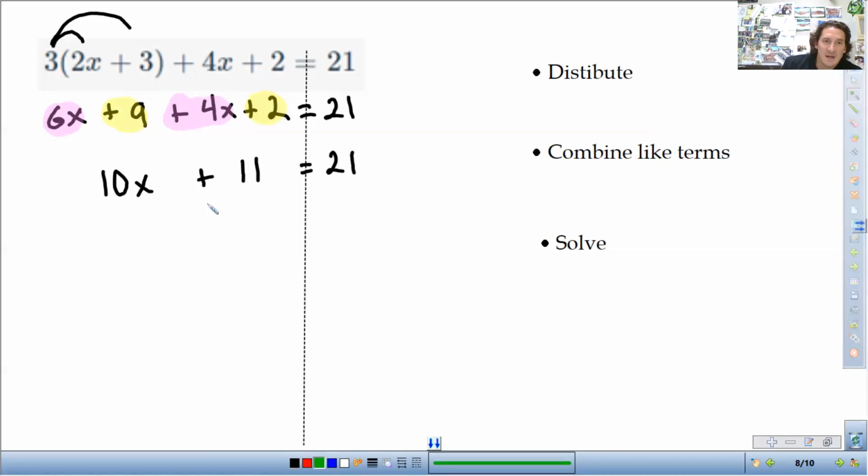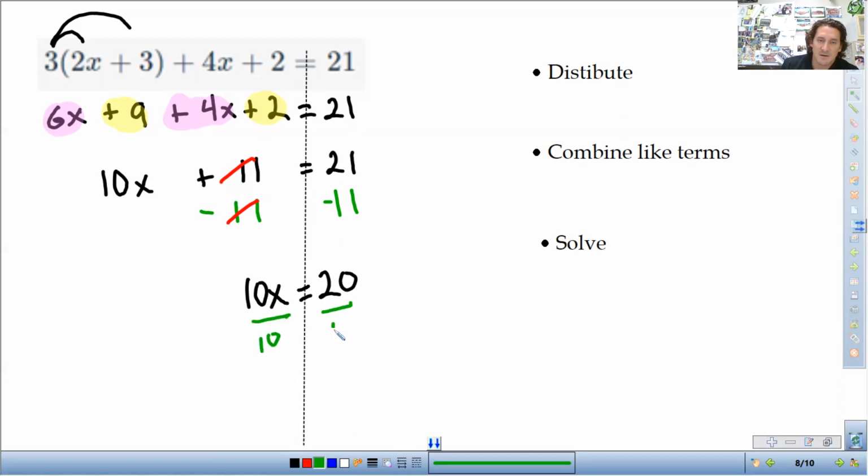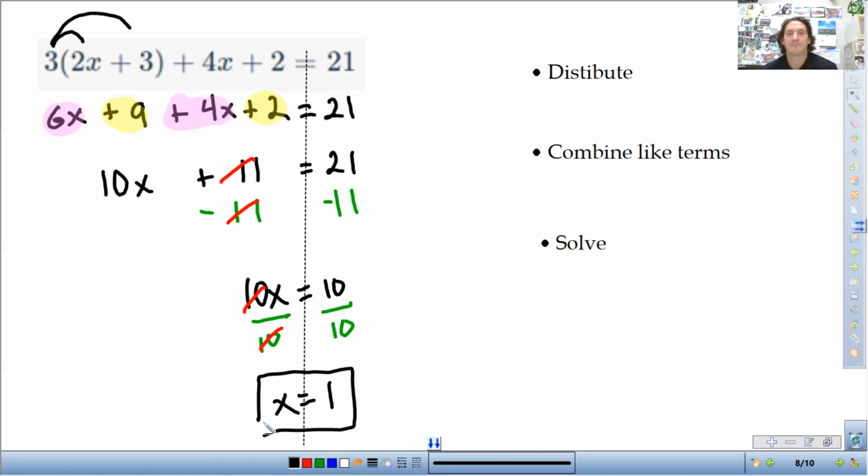Now I can start eliminating things. I'm going to eliminate the plus 11 by subtracting 11 from both sides. Plus 11 minus 11 eliminates, so I get 10x is equal to 20. And then final step, I'm going to eliminate the 10 next to the x by dividing both sides by 10. So times 10 divided by 10, I get x is equal to, little mistake there. 21 minus 11 is not 20, it's 10. My bad. 21 minus 11 is 10. 10 divided by 10 is 1. There we go. Glad I caught that before I moved on.